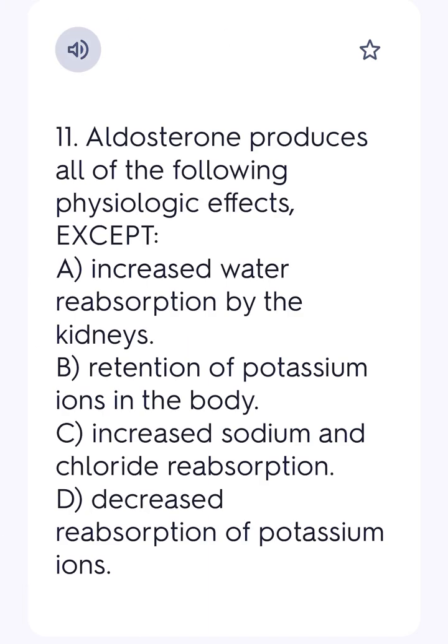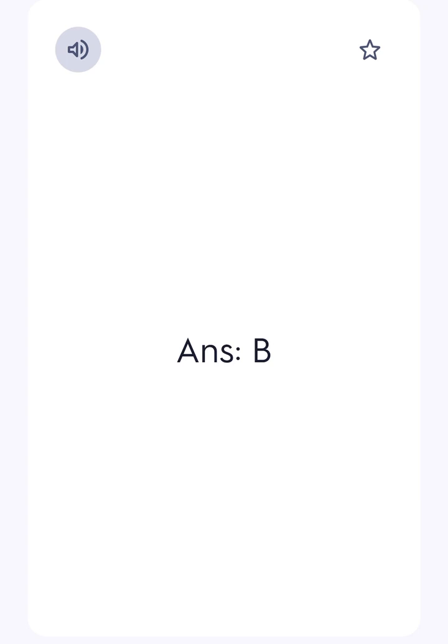11. Aldosterone produces all of the following physiologic effects, EXCEPT, A increased water reabsorption by the kidneys, B retention of potassium ions in the body, C increased sodium and chloride reabsorption, D decreased reabsorption of potassium ions. Ans. B.